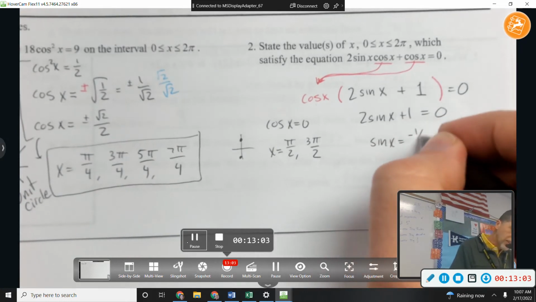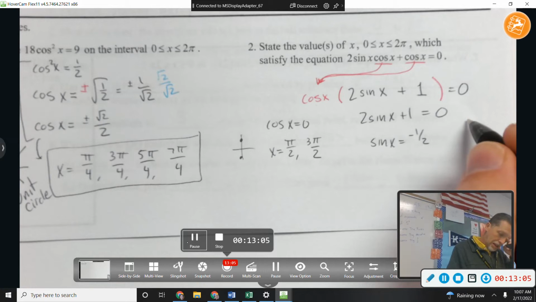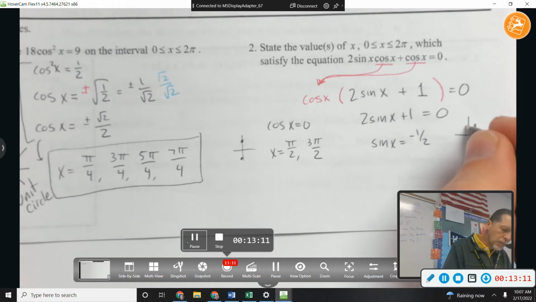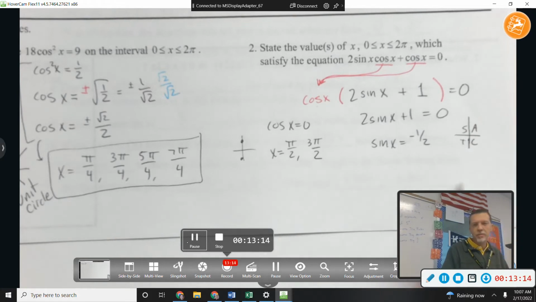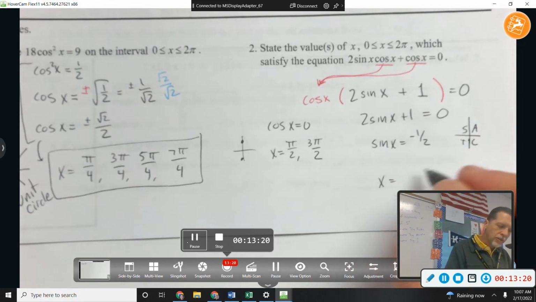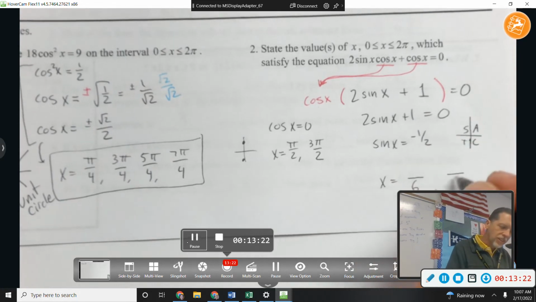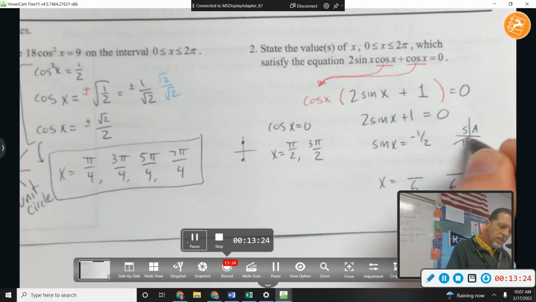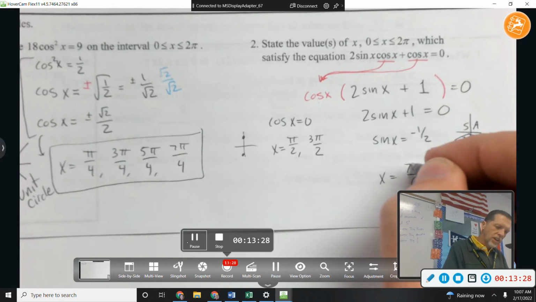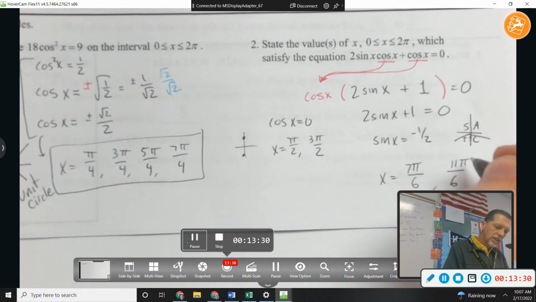Sine of x equals negative 1/2. So that would be in the down quadrants. Or some people label all students take calculus and then realize it's the down quadrants. Sine is 1/2 at the over 6s. So that's the shallow angles. So 7 pi over 6 and 11 pi over 6.